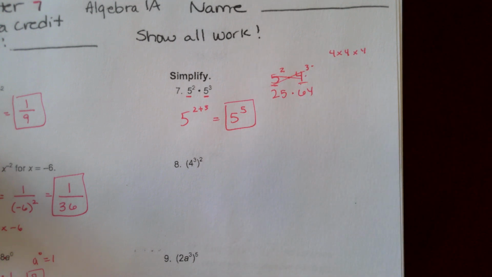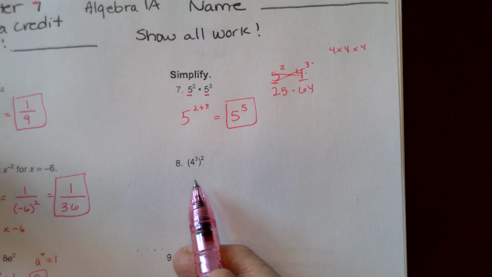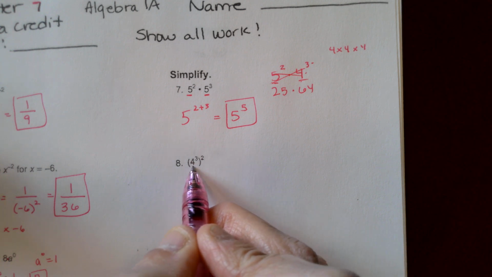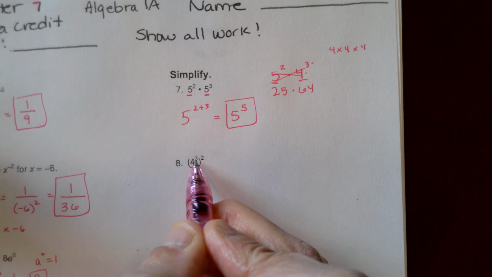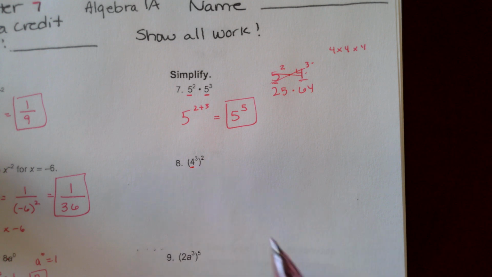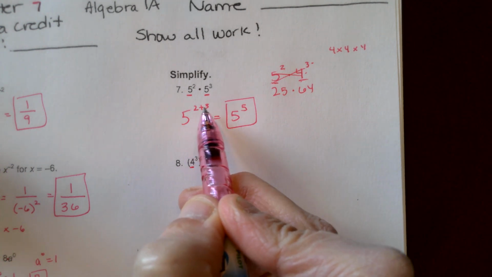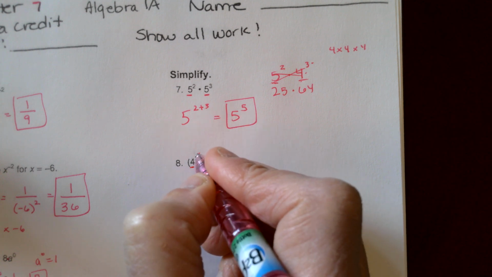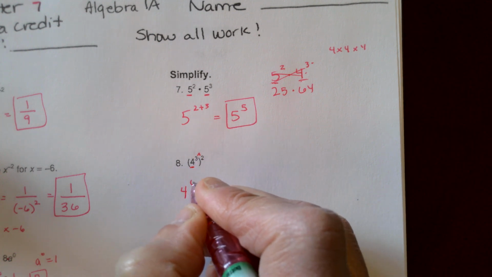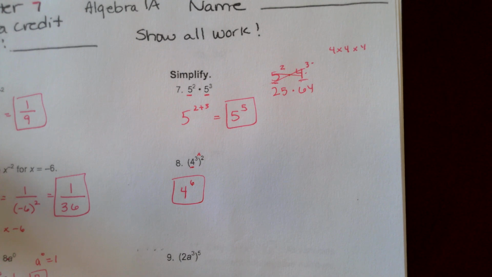You can't combine those. Now, the difference here is you have a base of 4, but the power is 3, and it's raised to another power of 2, so it's a power raised to another power. And in that case, instead of adding like you do here, we're multiplying those. So it's going to be 4 to the 6th, because we multiply the 3 and the 2.